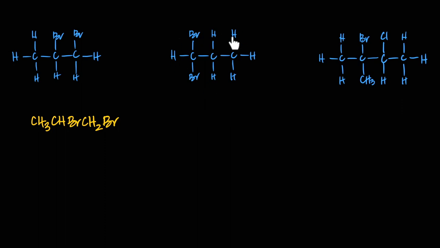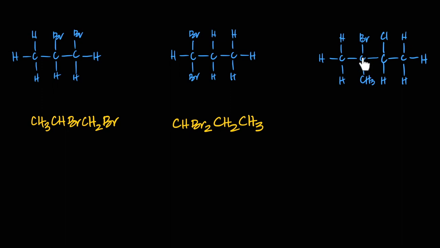Now, how do I write this down? This one has C, has an H, and two BRs. So I'd say CHBr2, then CH2, and the third one is CH3. And this fellow is CH3.